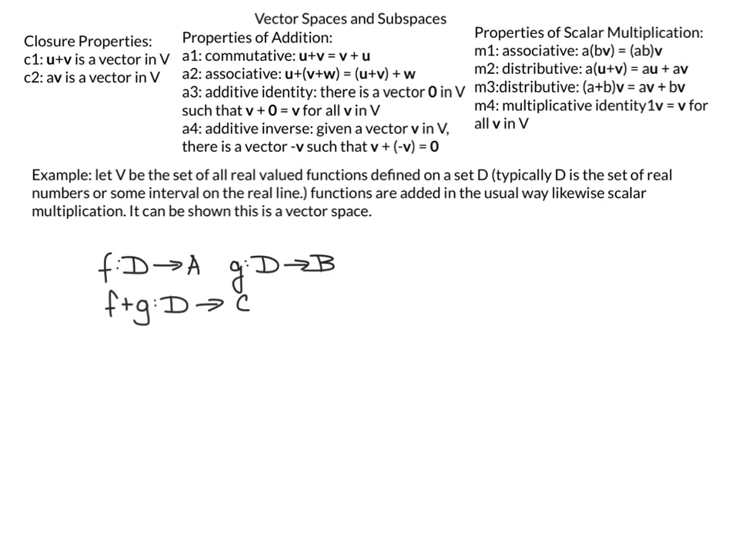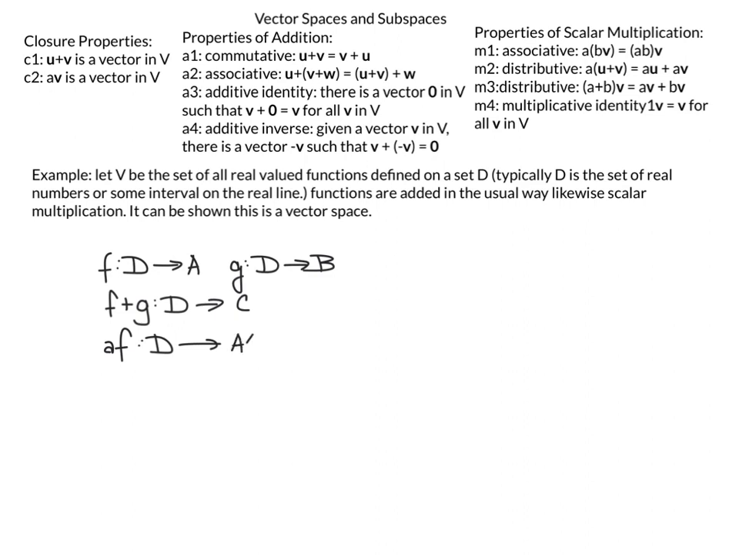Similarly, if you have some scalar a times f, and your domain is still D, but then when you finish, you're going to have a times whatever your normal values are. And I don't know what that set's going to look like, but let's just say it's going to equal a prime.